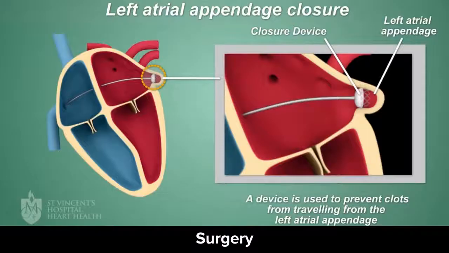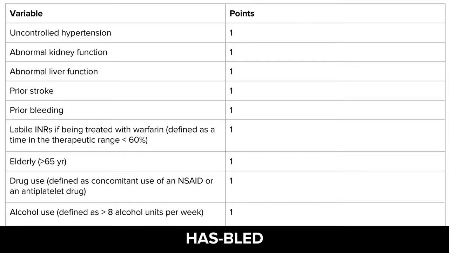In situations where antithrombotic therapy is absolutely contraindicated, the left atrial appendage must be surgically ligated or closed with a transcatheter device. The CHA2DS2-VASc score dealt with the risk of stroke, but the HAS-BLED score deals with the risk of bleeding.